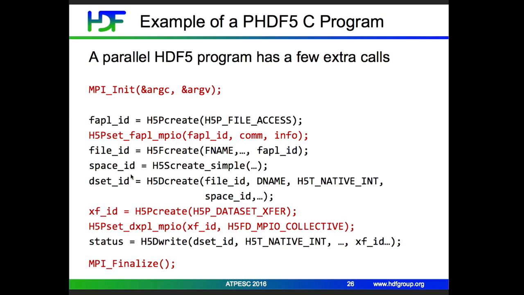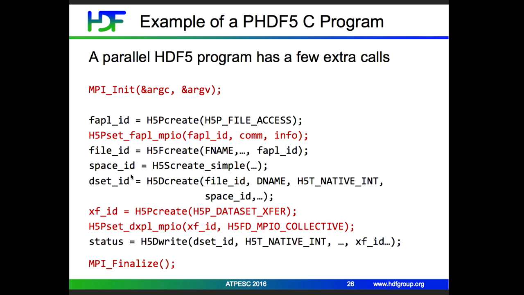Here is a snippet of a parallel HDF5 C program, and I tried to highlight in red the things that are new compared to what one would call a sequential HDF5 program. Of course, you have to initialize MPI, that's a given. And then the way to tell the HDF5 library that we are doing a non-standard thing, meaning non-traditional POSIX sequential I/O, is that in HDF5 we use so-called property lists.